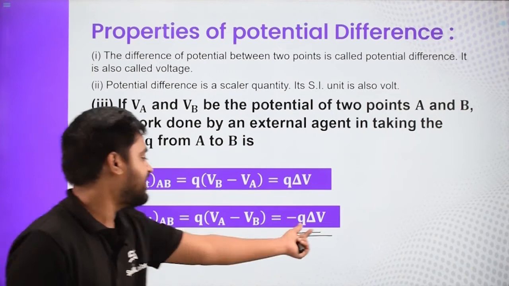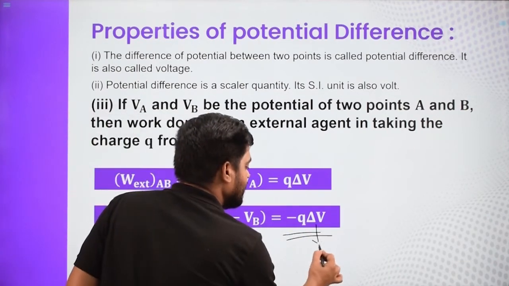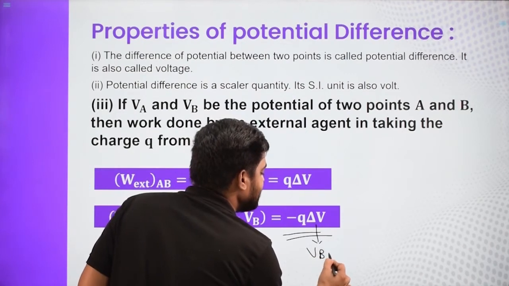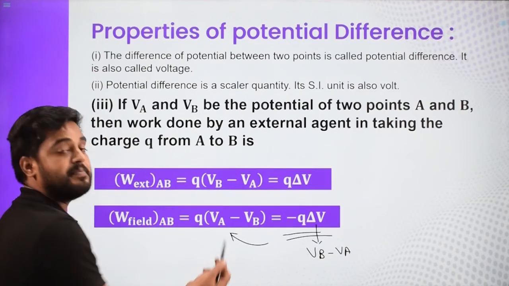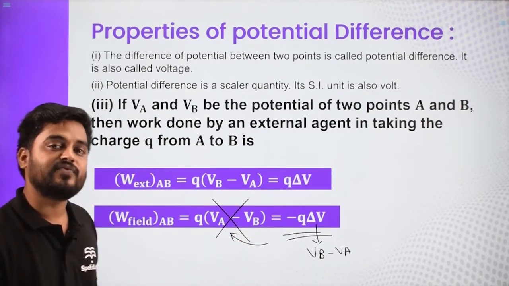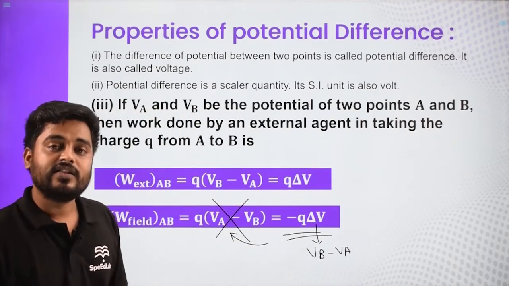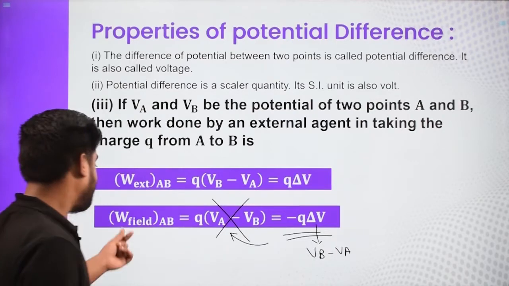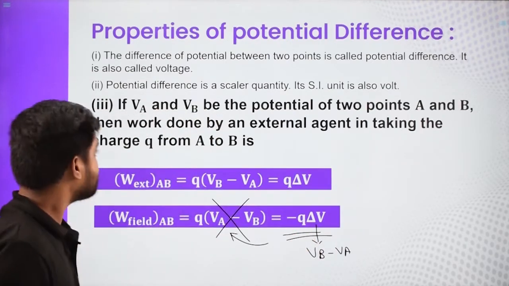So delta V is nothing but VB minus VA. This is final minus initial, that is VB minus VA, and there is this negative. When this negative goes, we get VA minus VB. So rather than remembering this, I would suggest that you remember that work done by external force is Q delta V, while the work done by the electric field itself is minus Q delta V.